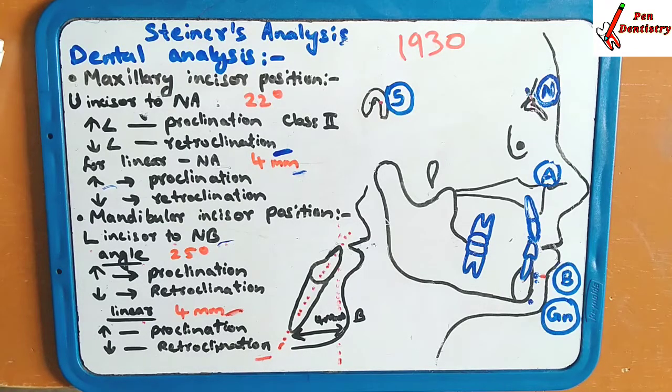This is the dental analysis of the steiner analysis, dental part, and the skeletal part we have covered before. Hope you have understood this.